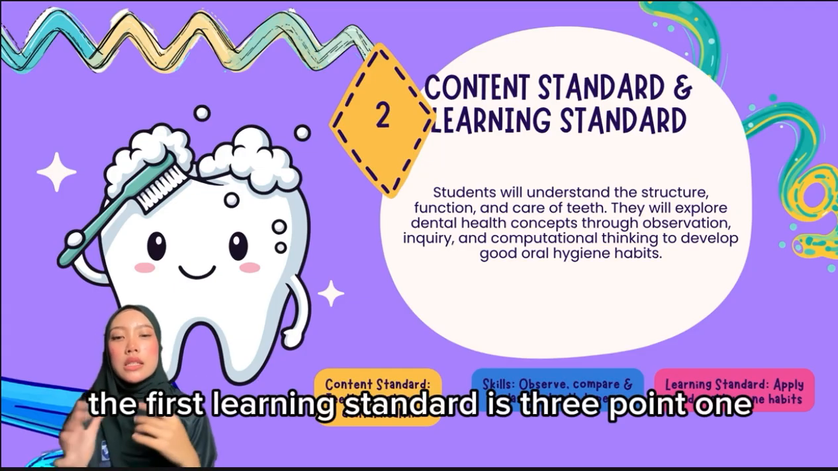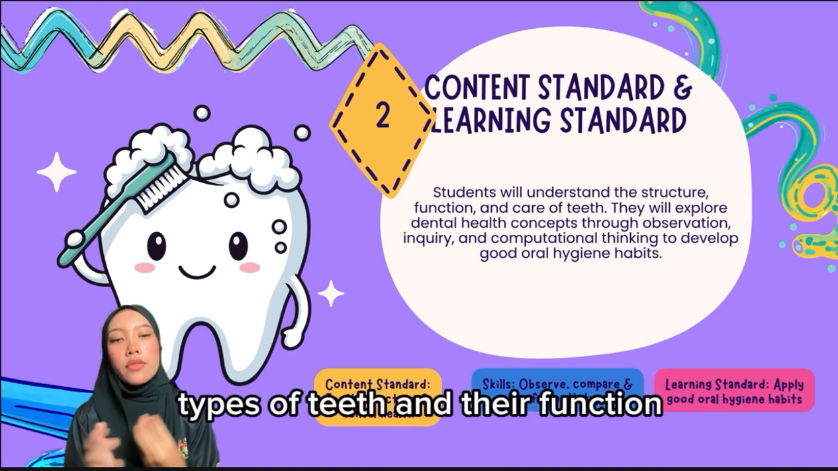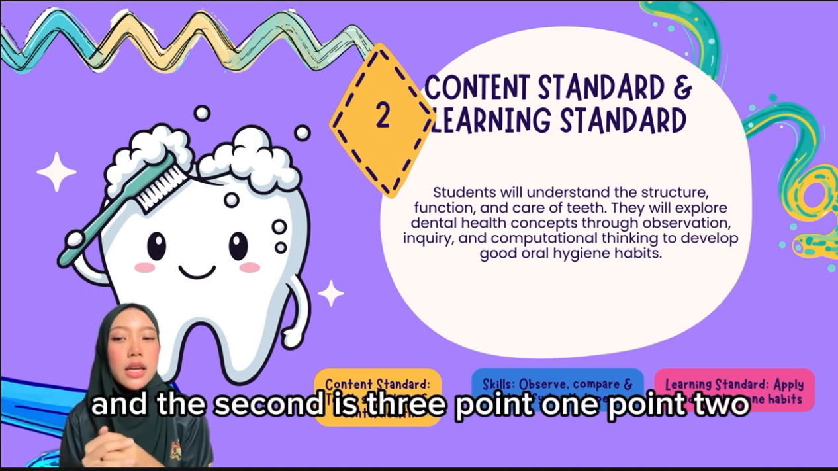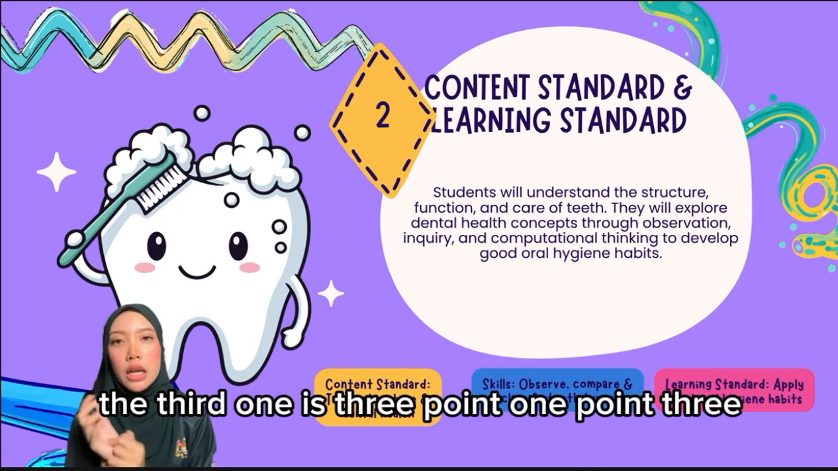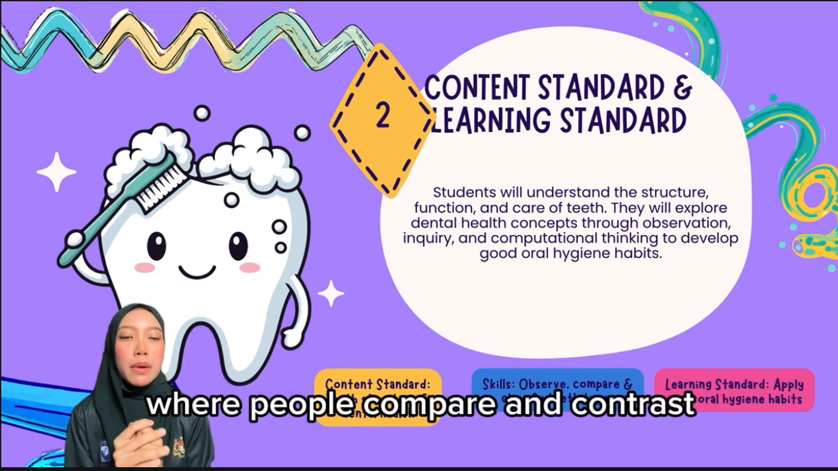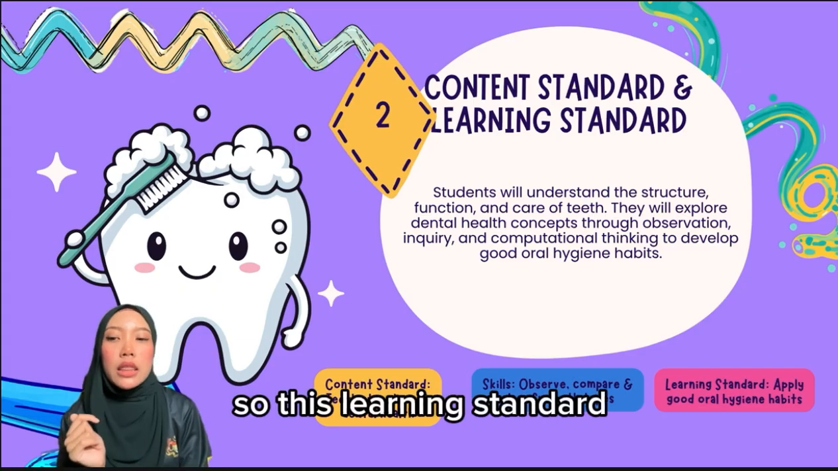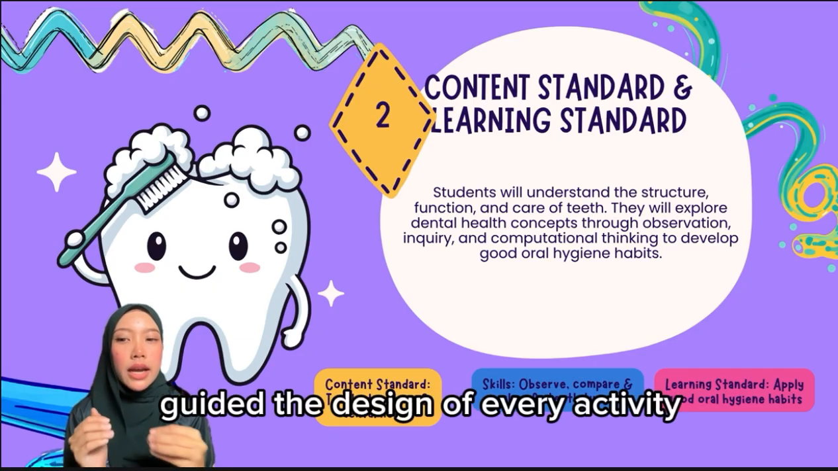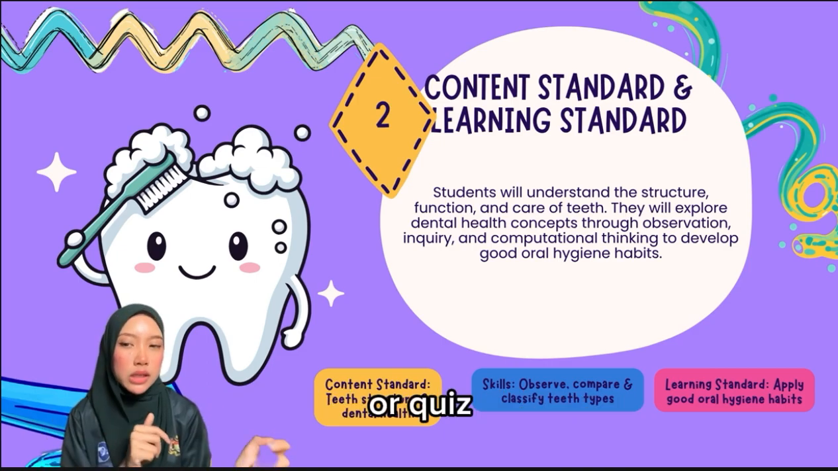The first learning standard is 3.1.1, where pupils describe the types of teeth and their function. The second is 3.1.2, where pupils label the structure of a tooth. The third one is 3.1.3, where pupils compare and contrast milk teeth and permanent teeth. These learning standards guided the design of every activity and quiz in my Scratch game.